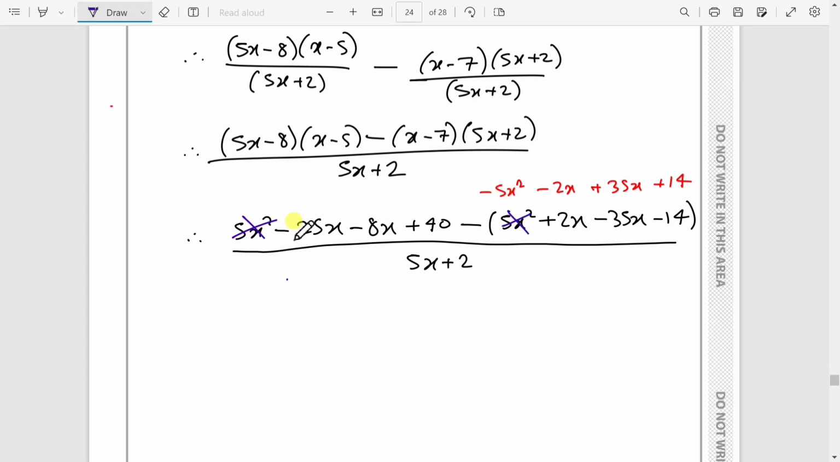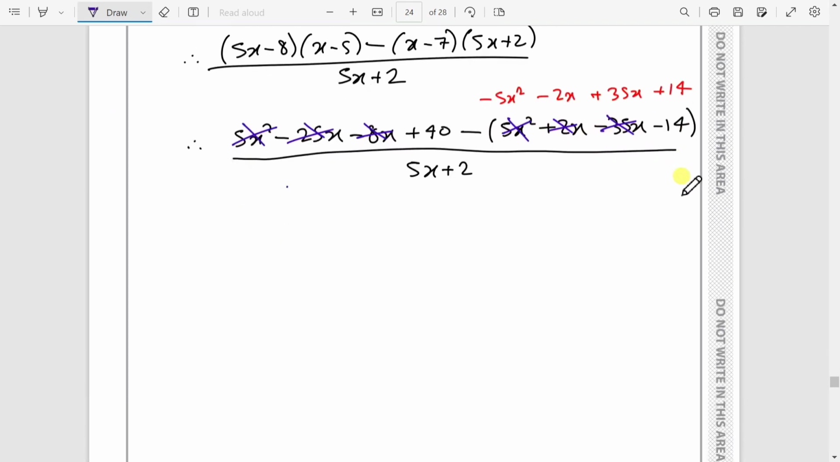What else do we have? Minus 25x minus 8x plus 2x minus 35x. If you put it on your calculator, you'll realize you get 0x. So that all cancels out too. Nice. And what's left? Plus 40 plus 14. That's 54. That's the only thing that doesn't cancel out. So your final answer would be 54 on the top over 5x plus 2. Done. That's this question done.